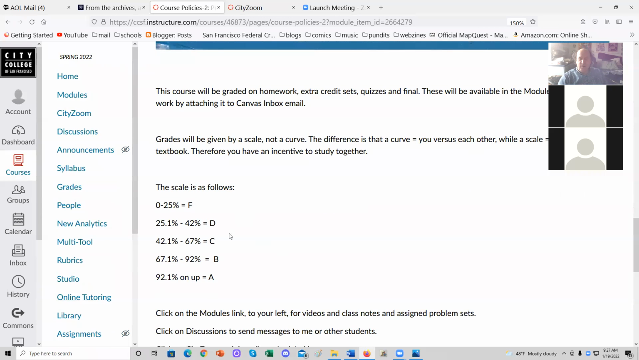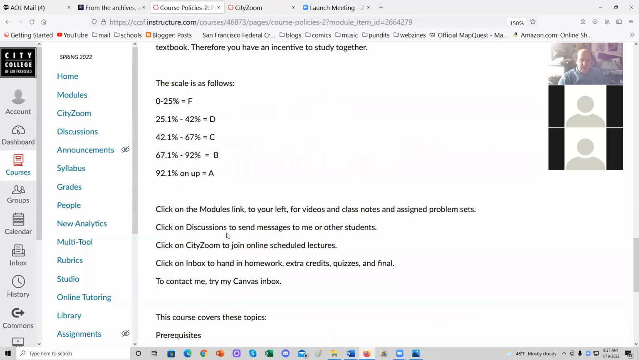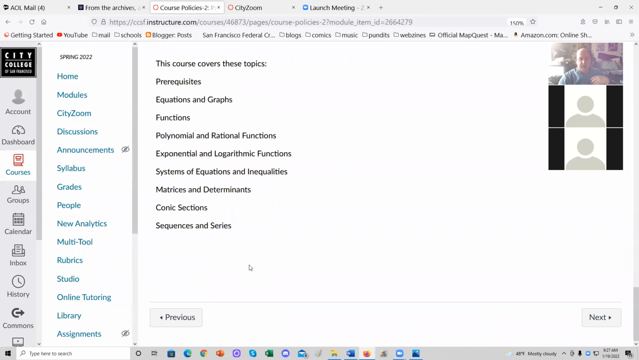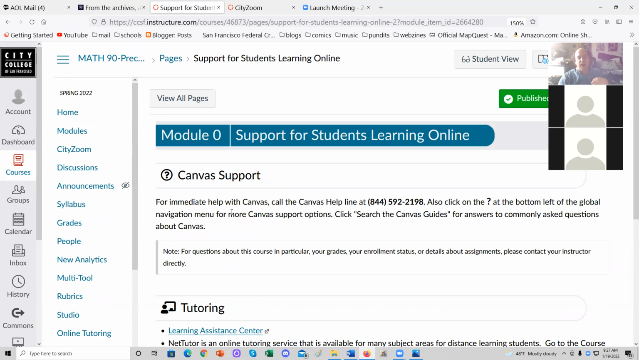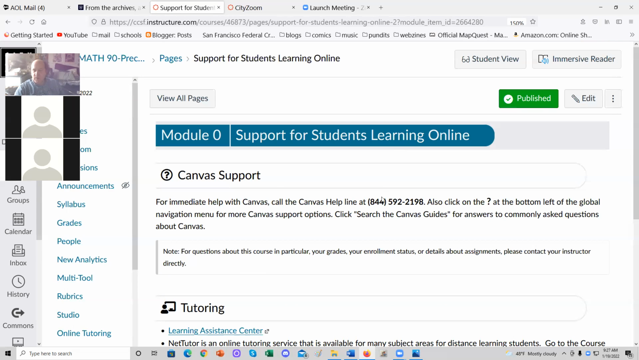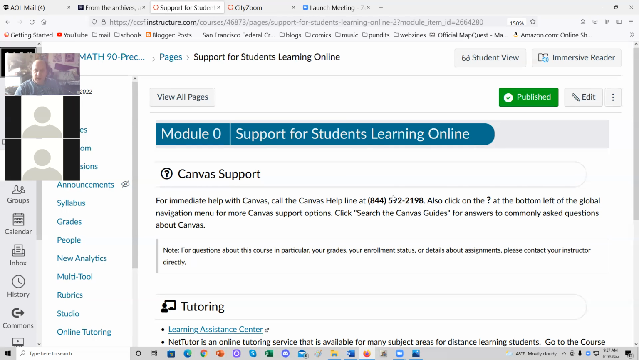Graded on a scale, not a curve. Here's the scale, as mentioned before. Modules to look at notes, lecture notes, discussions, to send messages, Zoom to get here on the Zoom link, inbox to hand in homework, and so on. Here's a list of topics. If you need help with the online learning, they have some facilities. There's a phone number for the Canvas helpline in case you need to figure things out.